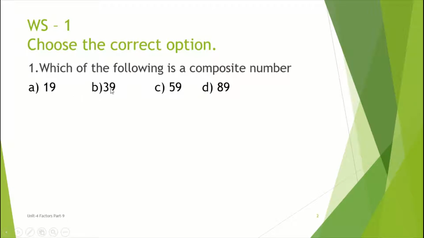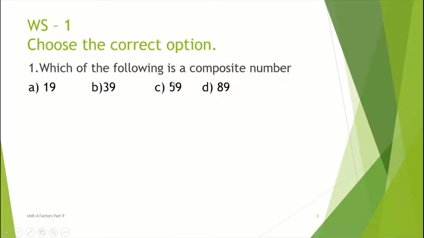Now next is 39. What are the factors of 39? We know that 1 and 39 are factors, but also 3 multiplied by 13 is 39. It means 3 and 13 are also factors of 39. So 1, 3, 13 and 39 are the factors of 39. So 39 is a composite number.